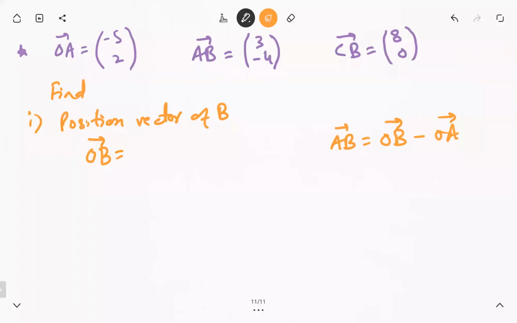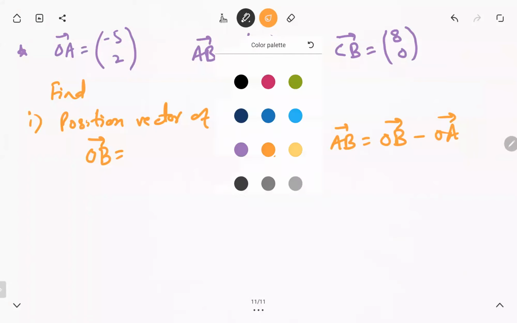Understand that there is a formula written there: PQ is equal to OQ minus OP. So any vector can be written in terms of its position vector. AB is equal to OB minus OA. Yes, Abdullah, that is right. Let me first do it with this method.